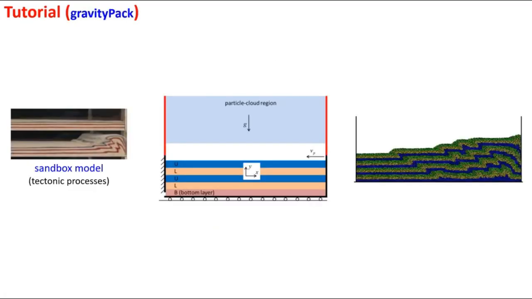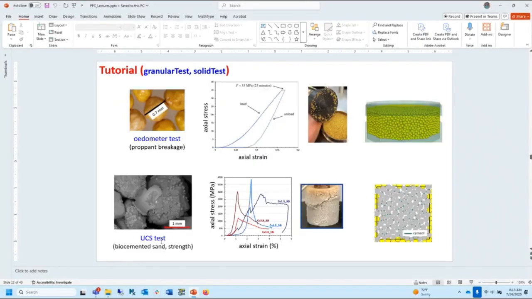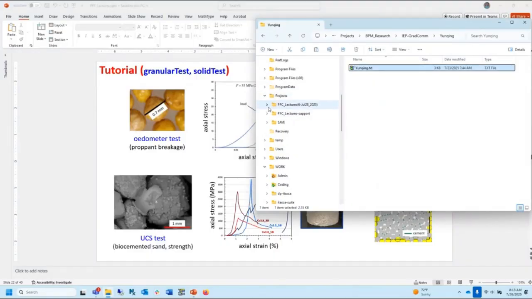Gravity pack, this is the thing we were playing with. Make a cloud of particles, let them fall down. Take those guys, do the thing that Ayat is doing right now, doing the odometer test on these proppant beads. And so this is the plan to make this system right here. So let's go, and I'm going to go back to that example.